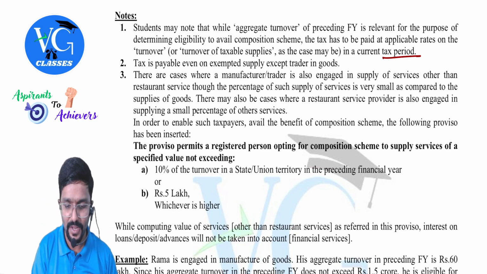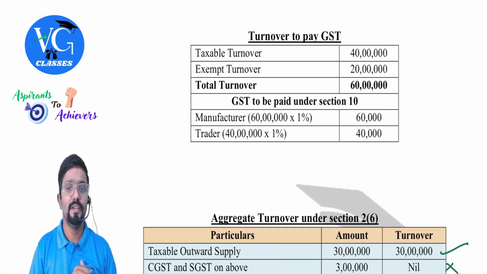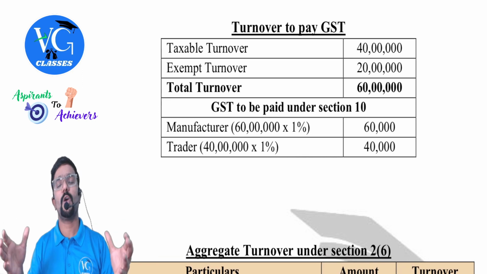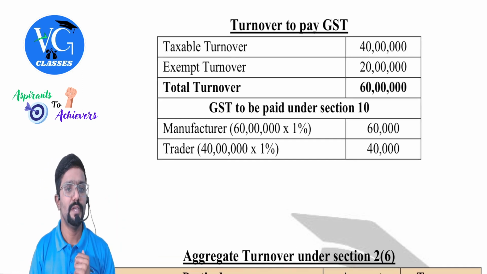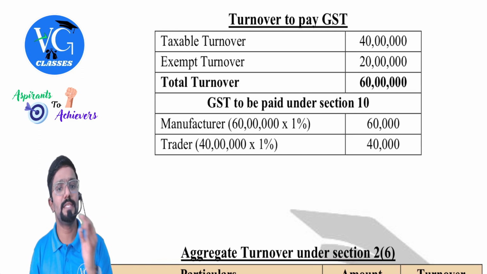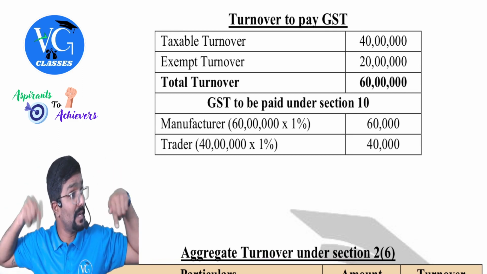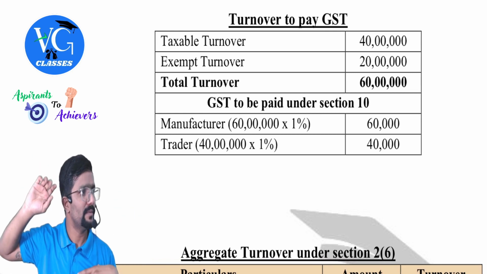Okay, fine. Let me explain that with an example. A little confused? Okay, let me clarify. Assume this is the turnover for a quarter in the current year for a person. Taxable turnover 40 lakh, exempt turnover 20 lakh. So what is the aggregate turnover, people? 60 lakh in the current year, in a particular quarter.